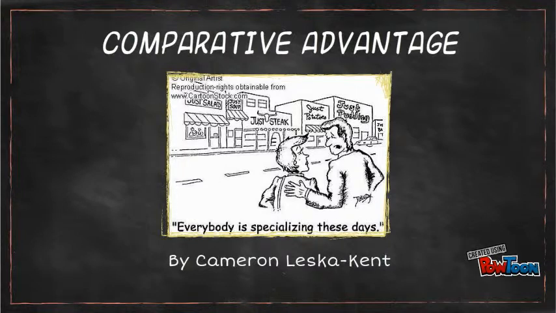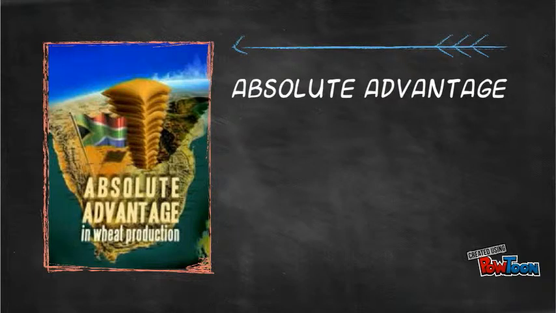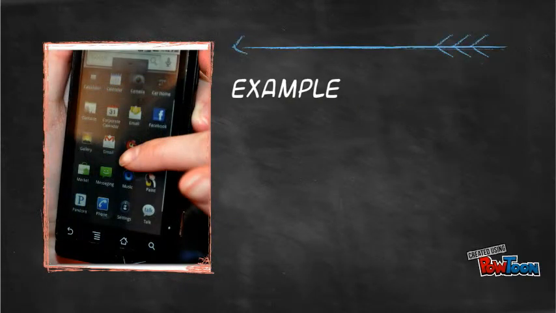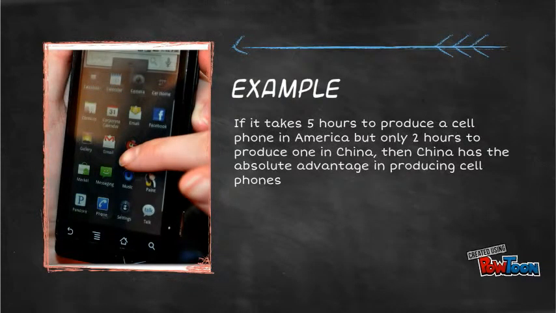So absolute advantage is when one party is better at producing something than another. This does not determine who should specialize in what for trade, because if one country is better at producing everything than another, then they can still specialize in things and be better off through trade. An example of an absolute advantage is if it takes 5 hours to produce a cell phone in America, but only 2 hours to produce one in China, then China has the absolute advantage in producing cell phones.